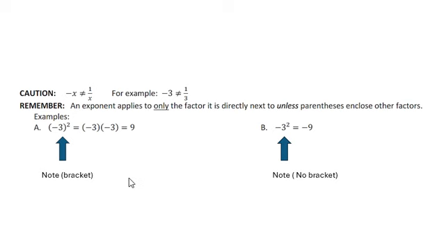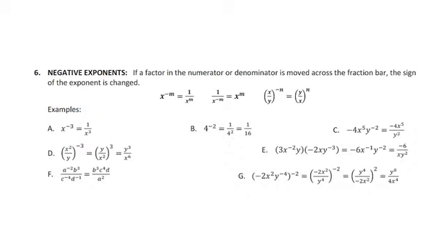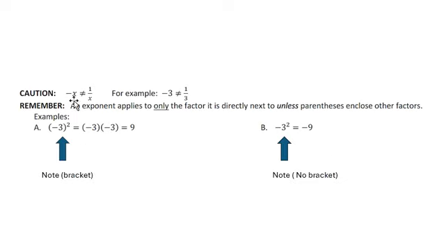Something that you have to be careful about is when you have something like negative x, don't think you can change it into this, okay? If you have a negative 3, don't think you can change it into that, because this rule is only for the negative exponent, right? This is your base, right? So the previous rule doesn't apply to this kind of situation.